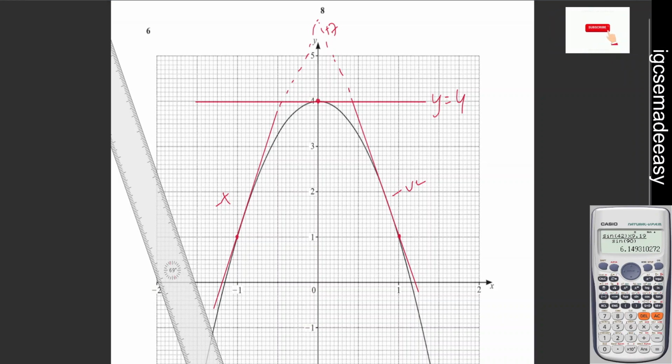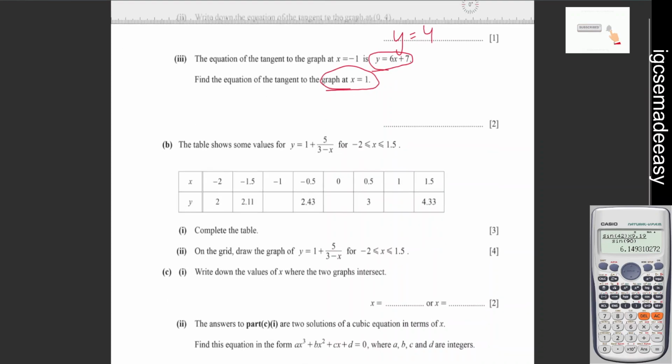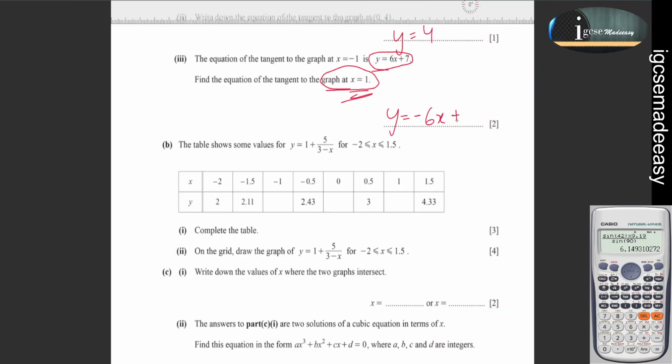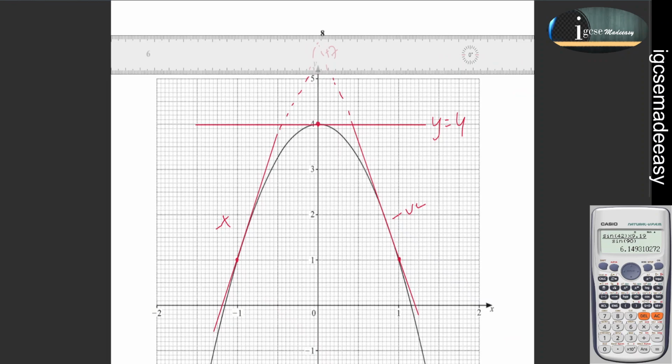Here we can say that if the tangent of the graph at x equals minus 1 is this one, then for x equals plus 1 just the gradient will be different. The gradient is minus 6 for the first case, so for this case the gradient will be negative of 6. I told you the y-intercept, that is 7, will be the same for both cases. As I have shown in this diagram, if I extend this, in both cases it will definitely meet at the point 7. So let's do the next question.